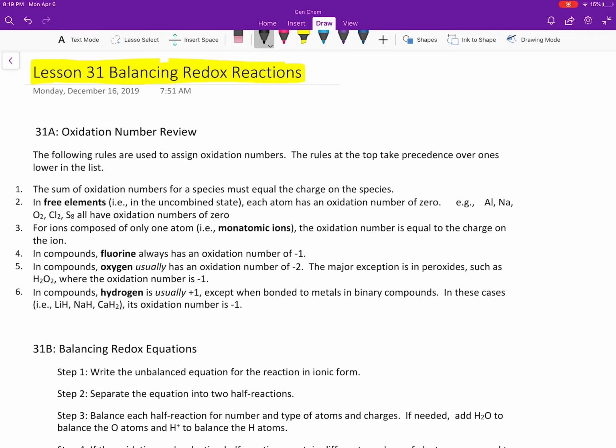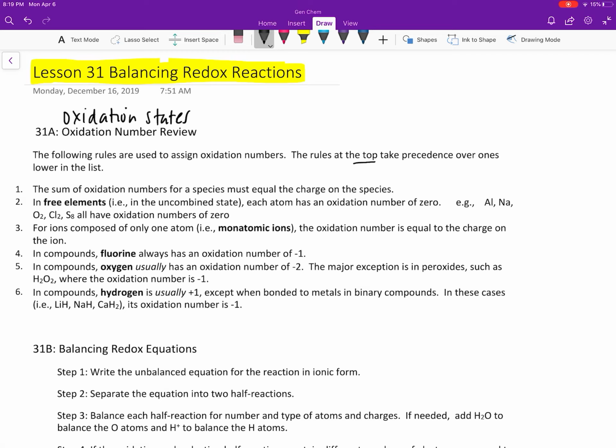Okay, so one of the things we have to review is assigning oxidation numbers. We also call them oxidation states. Okay, so we kind of go back and forth. Okay, so these are the following rules that we discussed last semester. The important thing here is that the rules that are at the top take precedence over the ones that follow behind. So number 1 is the most important, number 6 is the least important.